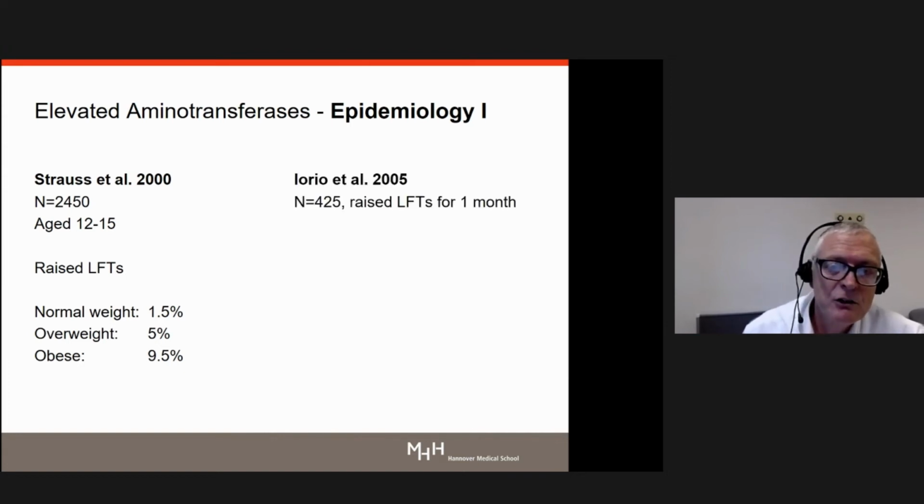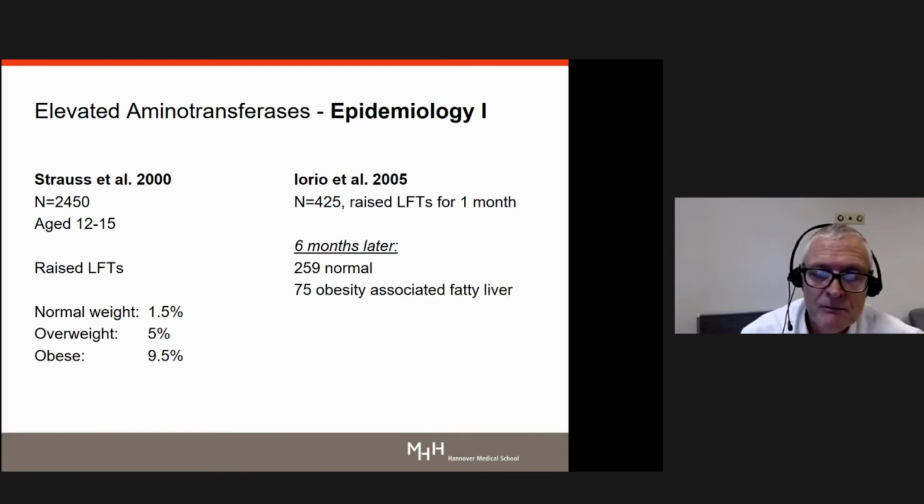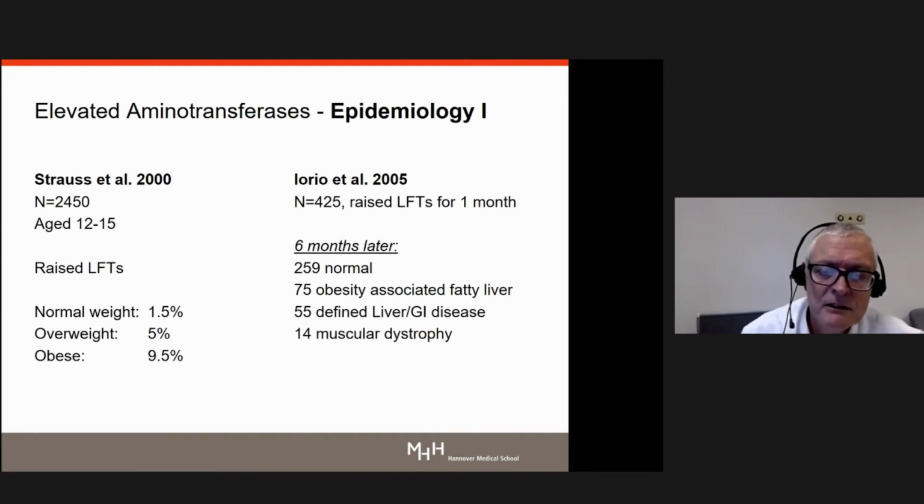The second thing: Iorio in Italy looked at 425 children, young infants and babies aged 1 month. He just gave it a little time. Six months later, the majority, 259, were normal. So good job that he waited. 75 had obesity-associated fatty liver disease. 55 did have defined liver or GI disease, but if you look at the 425, this is only one eighth of them.